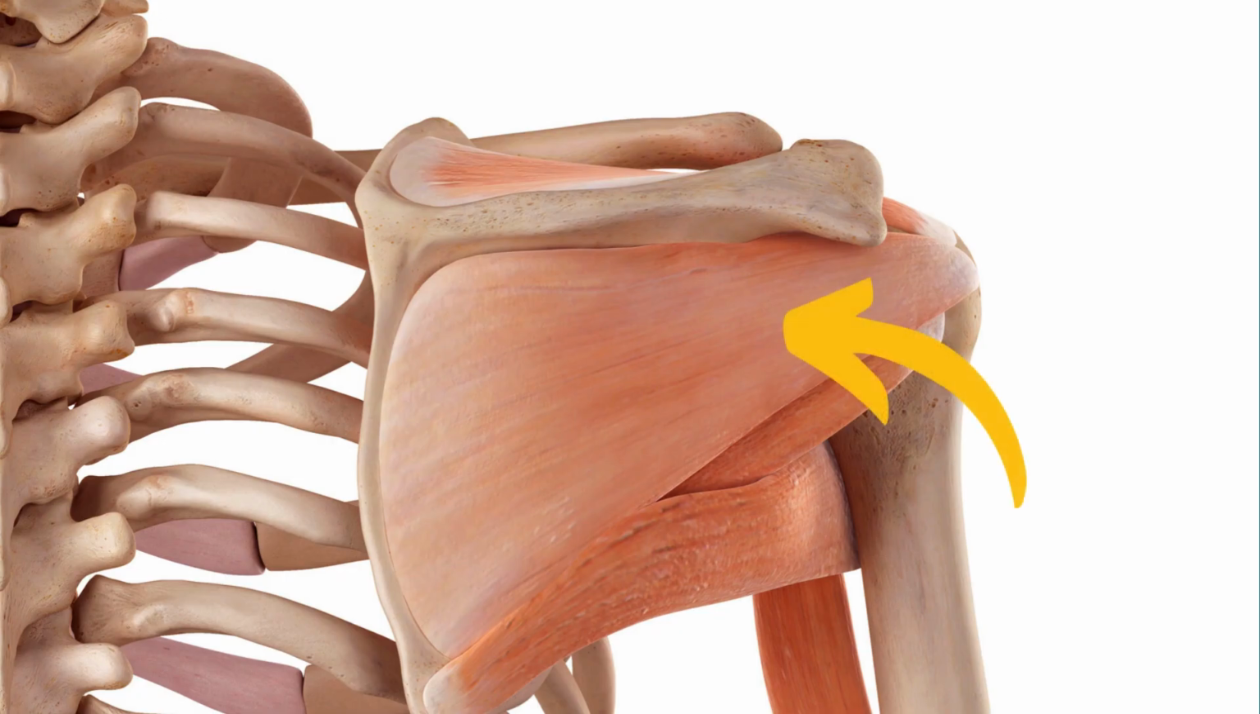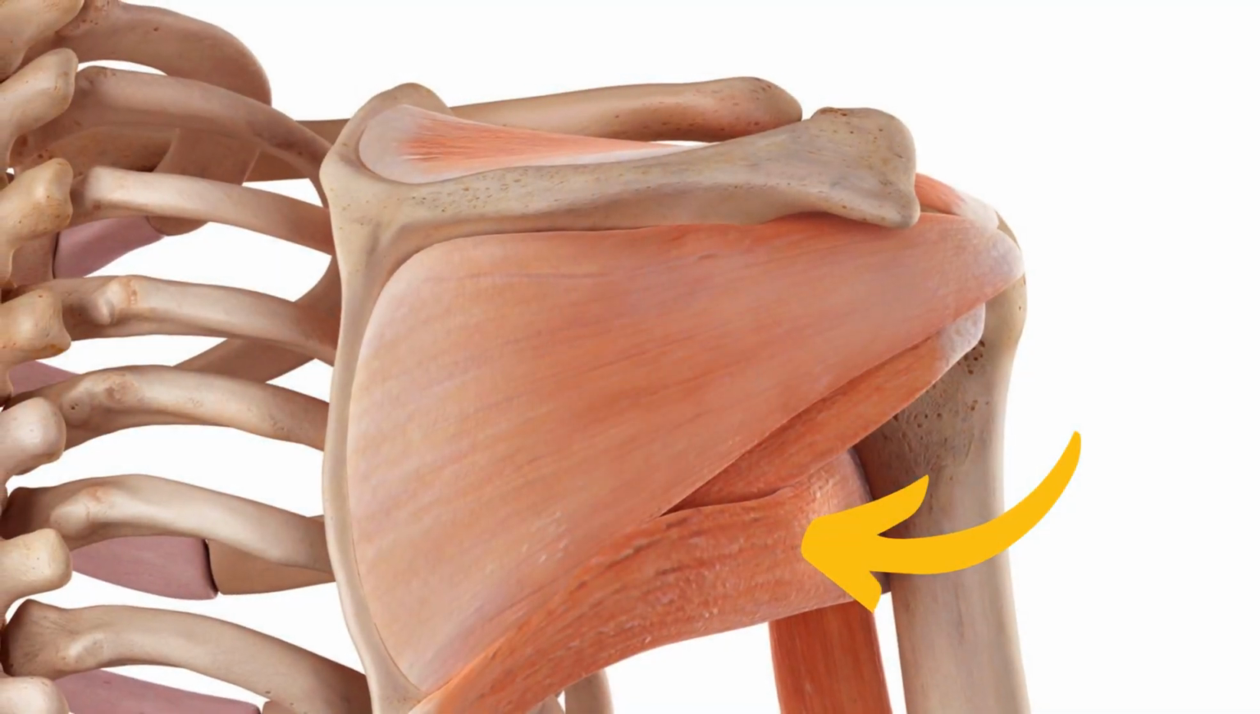Second is infraspinatus. It is located right here. Infraspinatus is responsible for attaching the outside part of your shoulder blade to the back of your arm. Its major movements include external rotation, which means turning our arm away from our body, and a movement called scaption, which describes the movement our shoulder blade makes when we move our arm up and to the side.